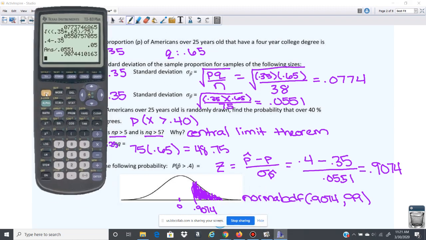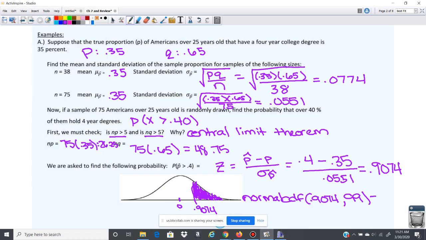All right, so second vars, normal CDF, and then we go 0.9074, 99. And that would be 0.1821. Okay, so that is our answer there. And what does that mean in context? That means there's about an 18% chance that over 40% of the population in a sample of 75 Americans holds a 4-year degree. So that's the information we're getting right there.